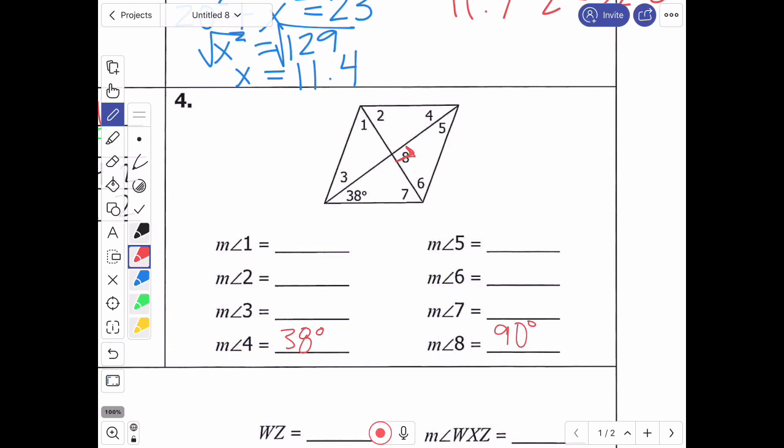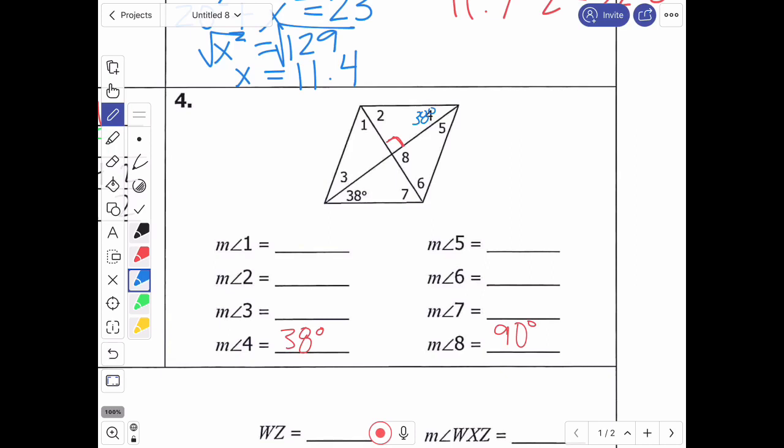Now I'm going to have to fill in some things. So if I erase this right angle, because angle 8 is a right angle, and these diagonals are perpendicular, that also makes this angle right here a right angle. And I know angle 4 is 38 degrees. Kind of draw that in there.